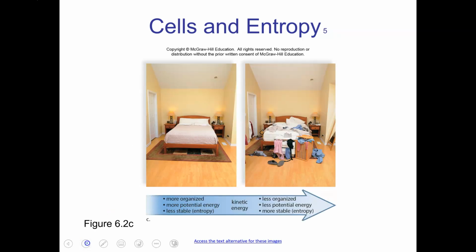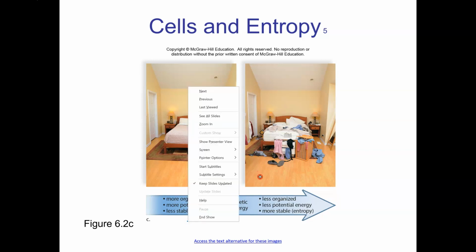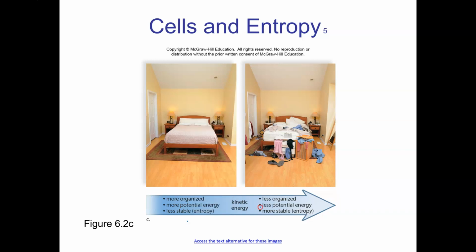So let's look at what entropy is. Here you have a very organized room. An organized room has a lot of stored up energy in it. Whereas over here we have a less organized room, and there's not as much potential energy in it anymore. So a lot of energy, less energy. We have increased the entropy of the environment and made the environment a little bit more stable.